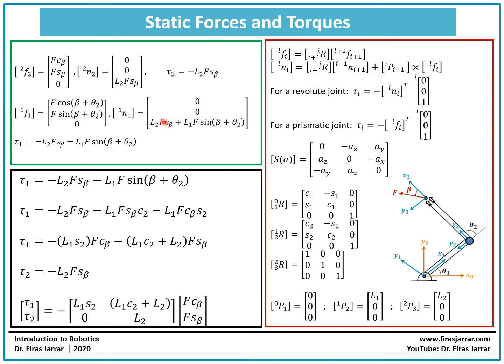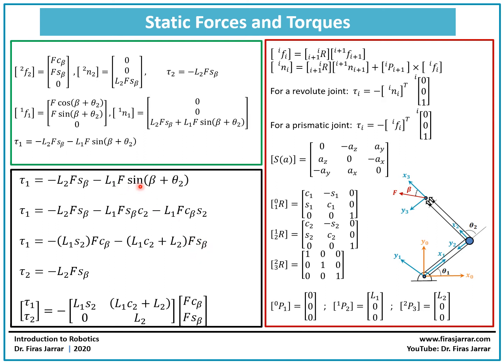Here we see that we have all of the results now. We have the force, moment, and the torque at joint 1 and at joint 2. Also at joint 1, you may want to rewrite it in a different way. So I want to just have the force cosine beta as a common factor and the force sine beta as a common factor here.